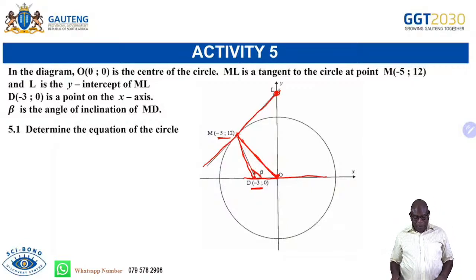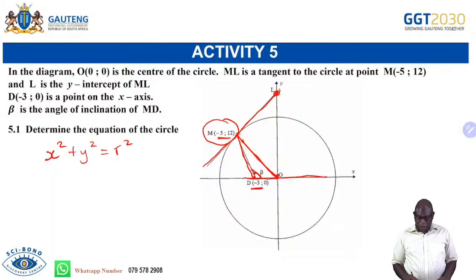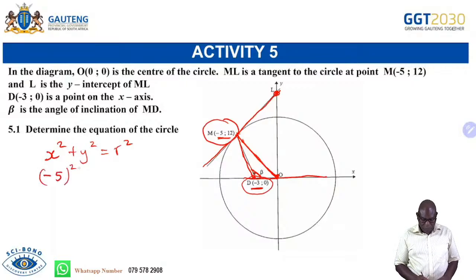Now the question says determine the equation of the circle. For us to get the equation of the circle, we need a point on the circle. So it means that we're going to have our equation x squared plus y squared equals r squared. Then the point that is on the circle is (-5, 12). This point here is not on the circle. We can't use it. Then we're going to have x is negative 5 squared, our y is 12 squared, equals r squared.